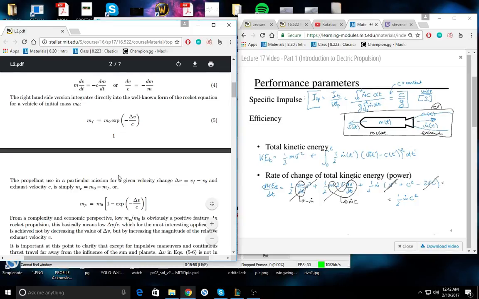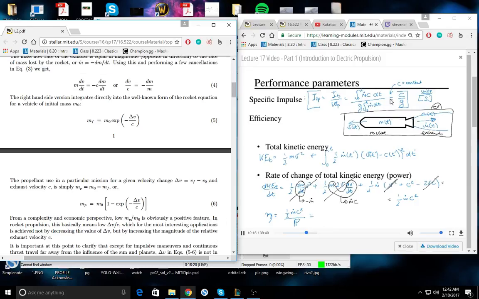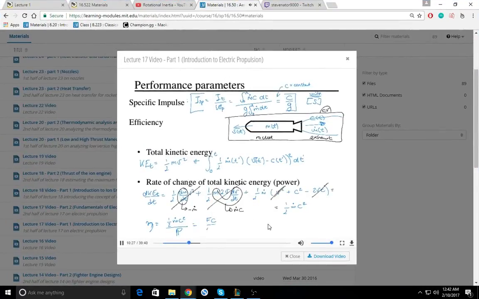And with that, we can define the efficiency of the system, which is the useful amount of kinetic power, which is the kinetic power of the jet, 1/2 of m dot c squared, divided by the power required or consumed by the rocket, divided by P, the power. And we can also write this in terms of the thrust. M dot c is the thrust, so this is equal to the thrust times the exhaust velocity divided by 2 times the power. And here we have an expression for the efficiency of our rocket.